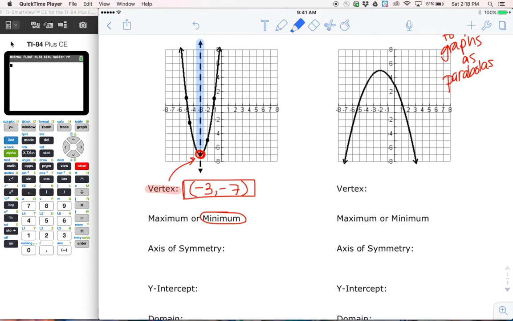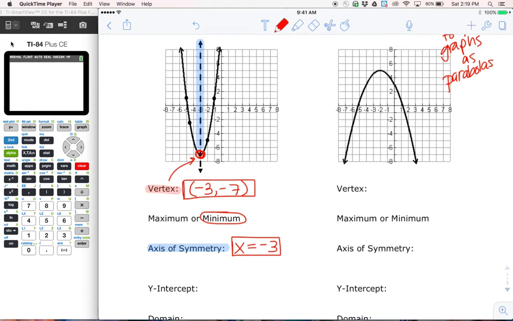It does have an equation, and since it's a vertical line, it's going to be x equals, and it always goes through the middle, always through the vertex: x = -3. This is an important distinction to make. The axis of symmetry always matches up with the x-coordinate of the vertex. That should make sense. The dividing line should go through that minimum point, because that should be in the middle.